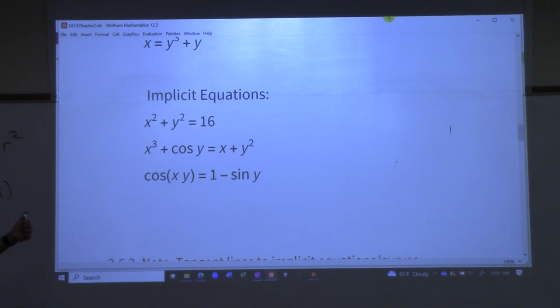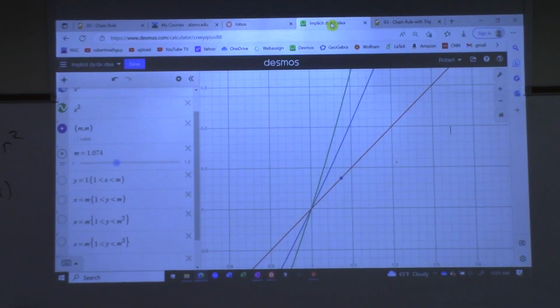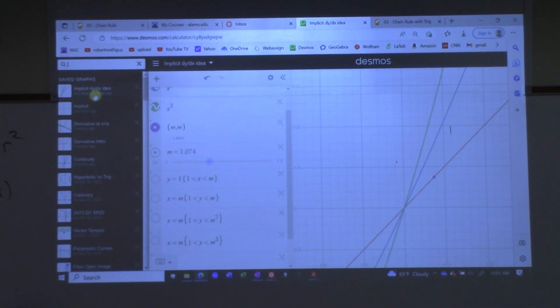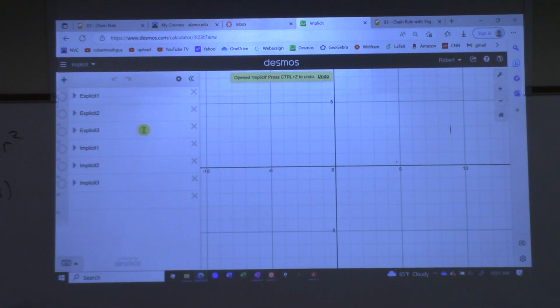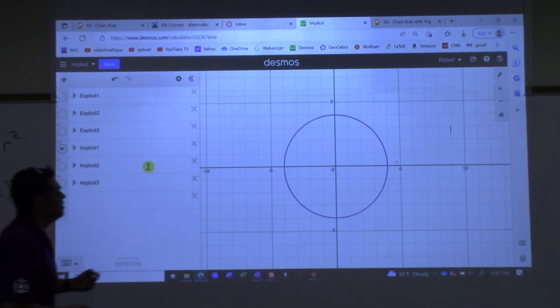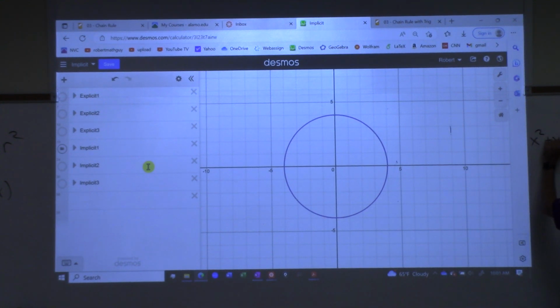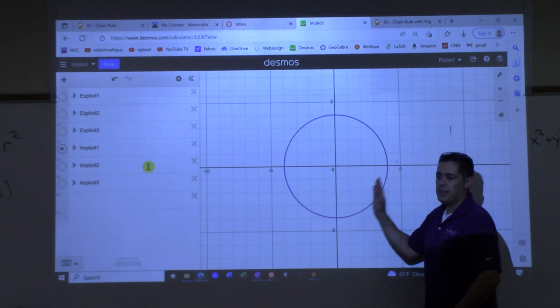So let's look at those graphs. I think I have those graphs ready to go. Okay, so there was that first equation. What you're looking at there was x squared plus y squared is 16, a circle of radius 4 centered at the origin.